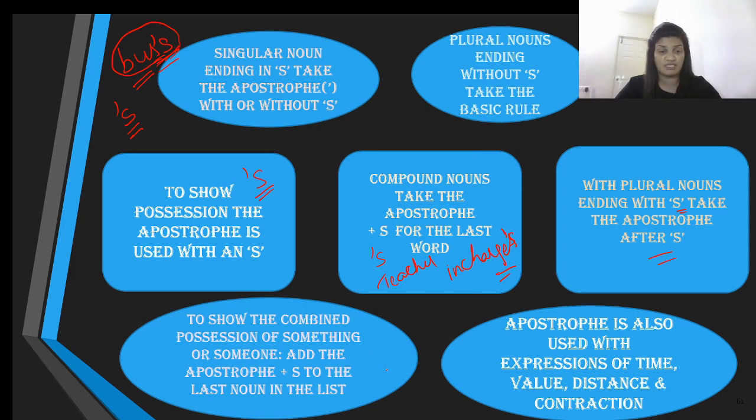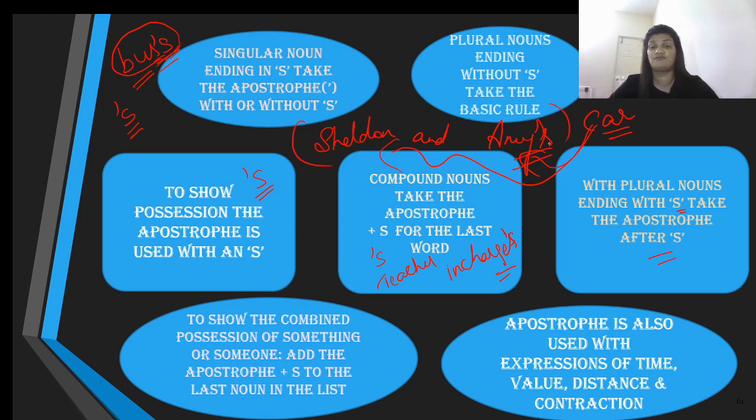And then to show combined possession, as in supposing you have, let us say, Sheldon and Amy. And over here you have to show the possession. You have to say that Sheldon and Amy have, let us say, Amy's car. Here, car is your noun, and you have to say that this car belongs to Amy and also to Sheldon. And to show the combined possession, it is enough if you use the apostrophe for the last noun alone. You do not have to show possession over here. If you do, that means that you are referring to Sheldon's another car and Amy's another car, two different cars. But if you are referring to one single noun over here, then the apostrophe for the last word would suffice.